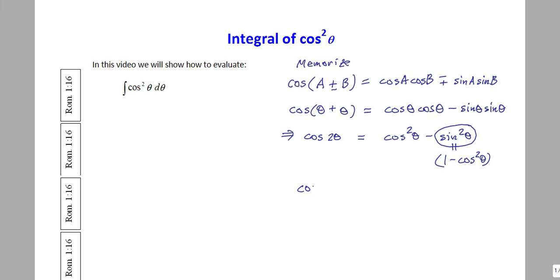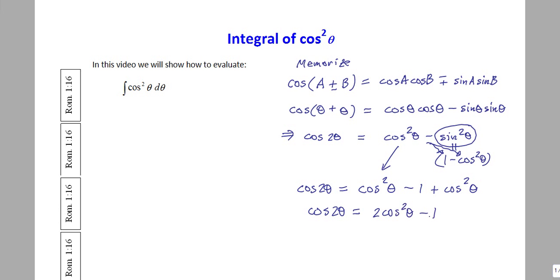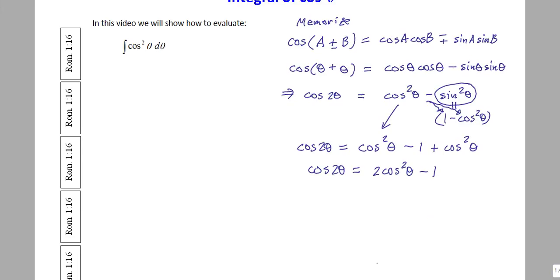So we get that cos of the double angle is equal to cos squared theta, minus the 1 when I distribute that minus here. Okay, minus a minus is going to be a plus cos squared theta. And so you see that cos of 2 theta is equal to 2 cos squared theta minus 1. And in fact, I can now solve for cos squared theta. So cos squared theta is going to equal a half. Well, let's go one by one.